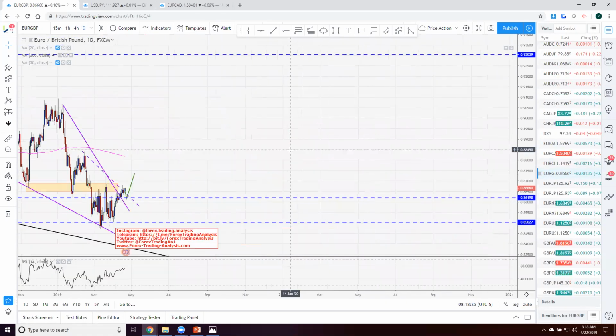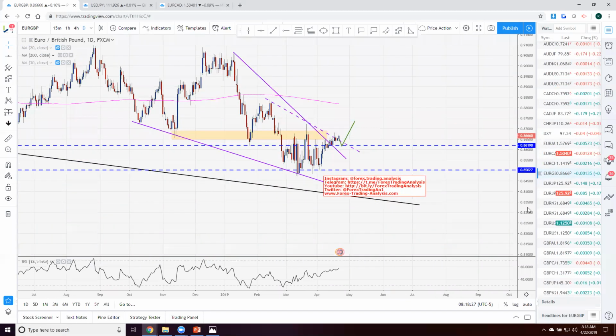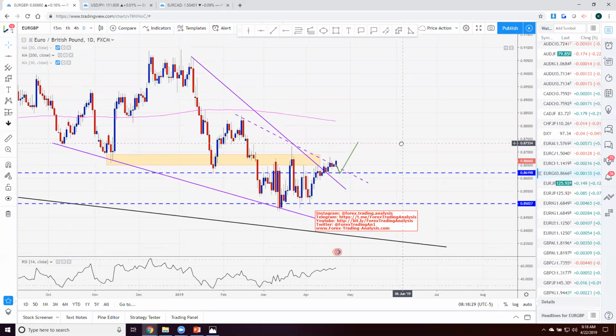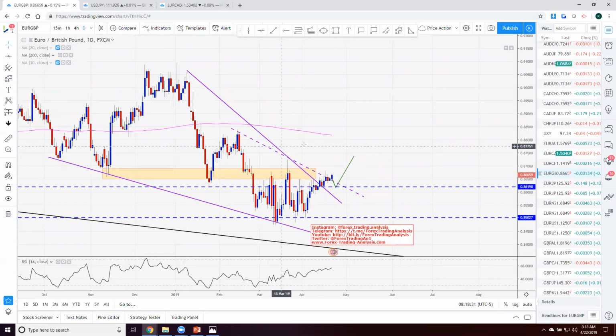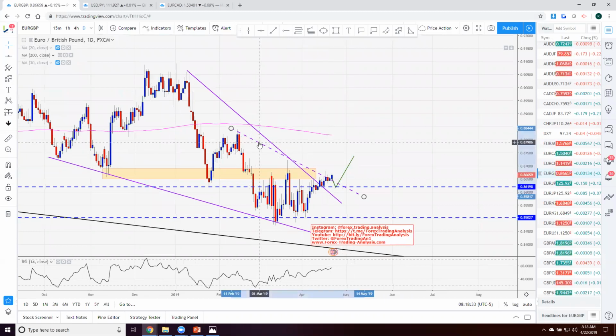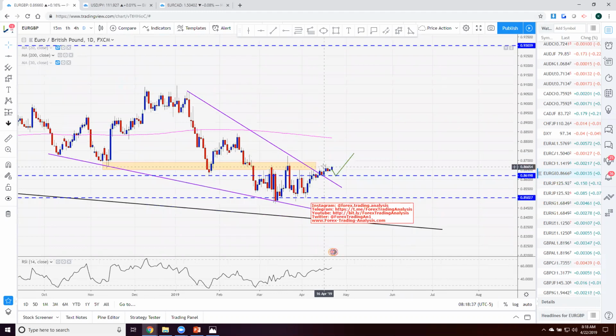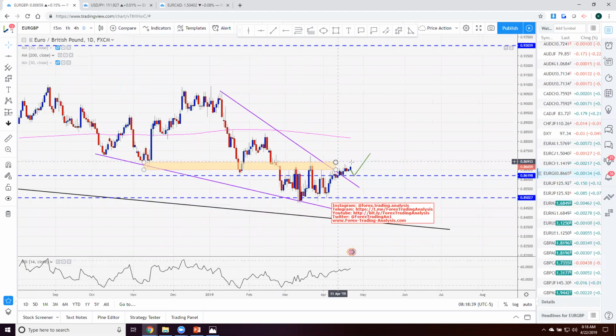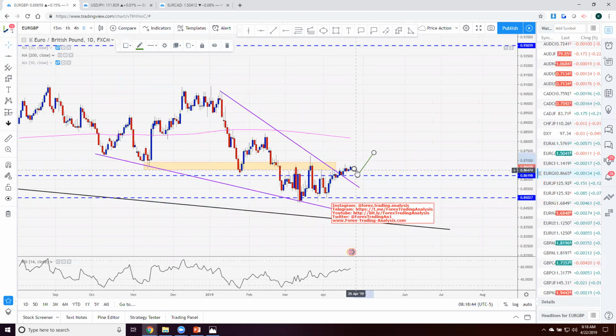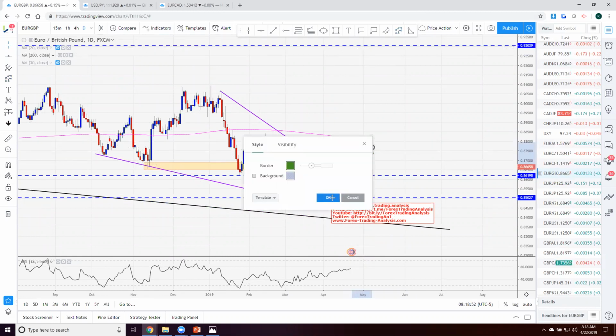Euro pound. Currently still pressing up against this resistance area. Whether we get this little pullback we showed last week or not, that may have already passed. If not, looking at that.